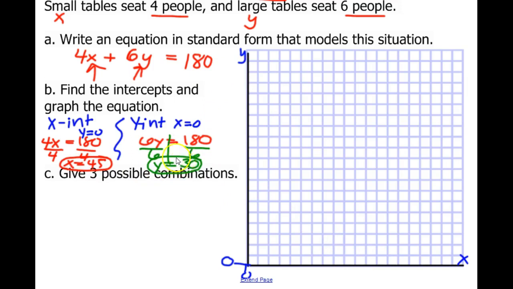This isn't a point. If you wanted to think of it as a point, this point would be 0, 30, and this point would be 45, 0 in terms of x and y. These are separate pieces of information. This 45 is just telling us where we're crossing the x-axis.